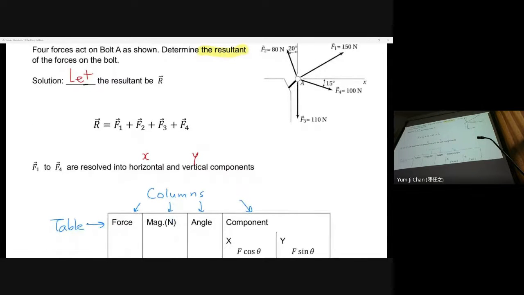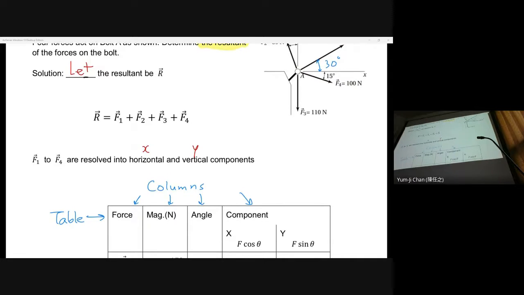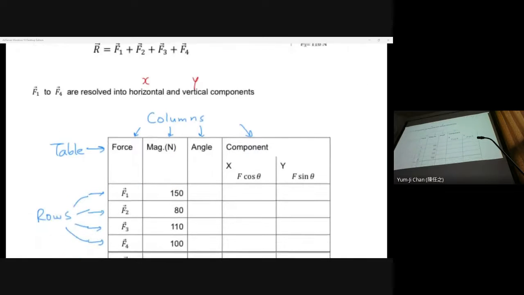Sorry, I forgot to mark F1. Right. Okay. This one should be 30 degrees. Please put it back here. Now, in the table we need to write down the angles of all forces.